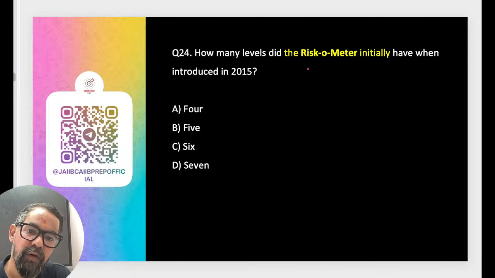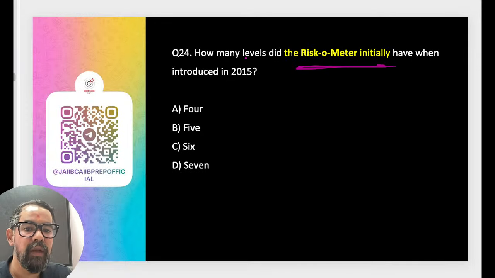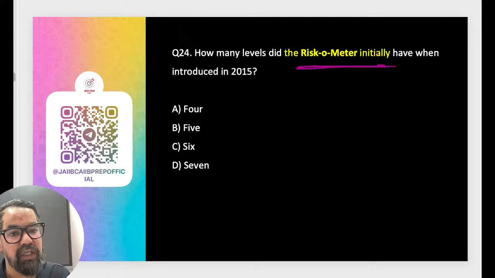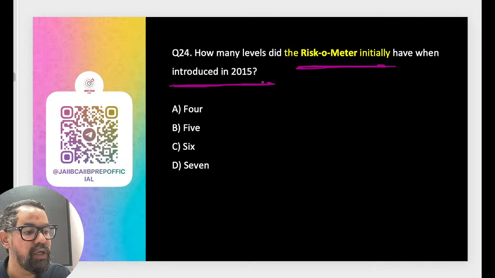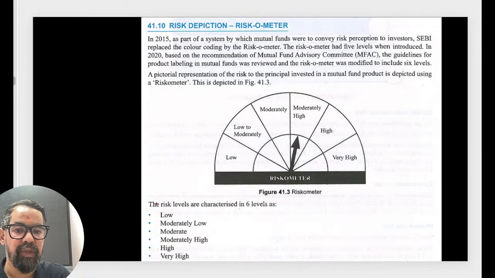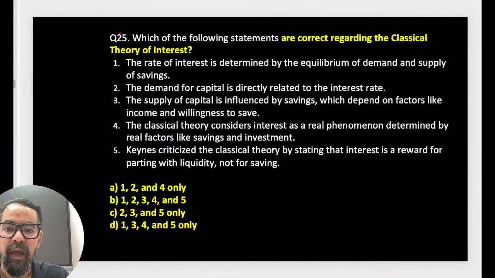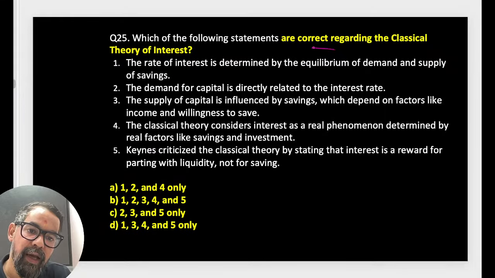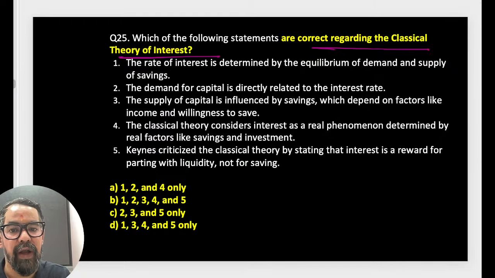How many levels did the riskometer initially have when it was introduced in 2015? So it was 5. Right now we have 6. So earlier there was 5 only, now we have 6. The riskometer is something like this: low, moderate and so on. Okay, according to this particular one. Very good. Next one.